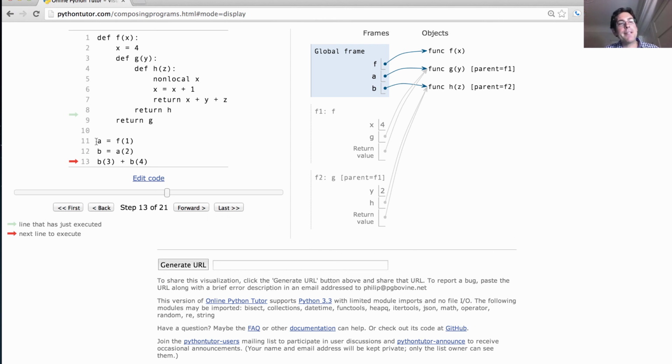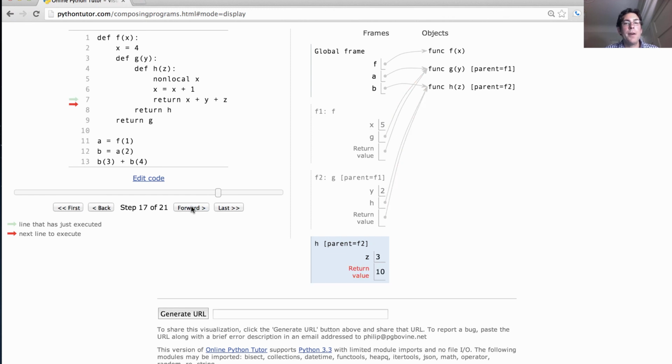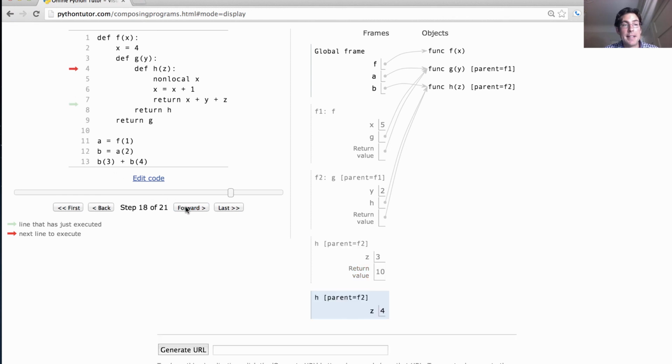So what happens is that we evaluate b(3) first. So b(3) is a call to h, z is bound to 3, we declare x as non-local, and then we change x. So x is going to change way up here in the non-local frame. So now x is 5 instead of 4, and we'll return x plus y plus z. Well, what's x, y, and z? z here is 3, y is 2, and x is 5. So the total is 10. So we return 10, and we've evaluated b(3) is 10.